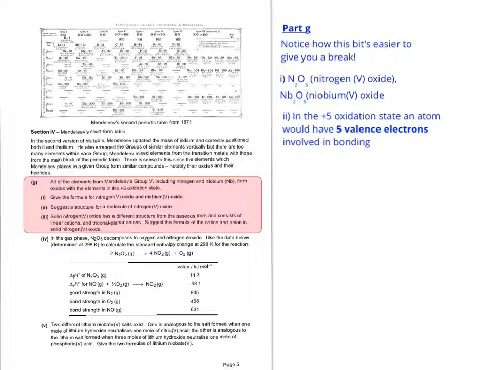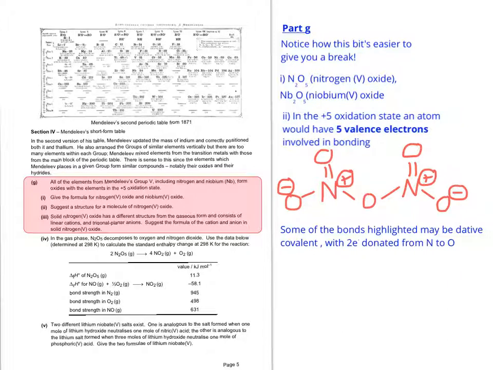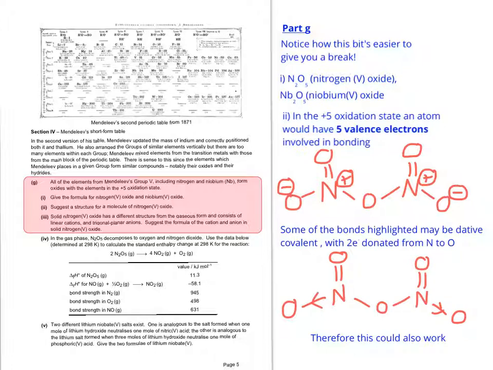The second one asks us for a structure for a molecule of nitrogen(V) oxide. To work this out, you've got to start by thinking about what the +5 oxidation state means. It means that you've got 5 valence electrons involved in the bonding. So that's one possible structure. To support this idea, some of the bonds highlighted might be dative covalent, with 2 electrons donated from nitrogen to oxygen. So as a result, you could also do that structure that I've drawn at the bottom of the screen.